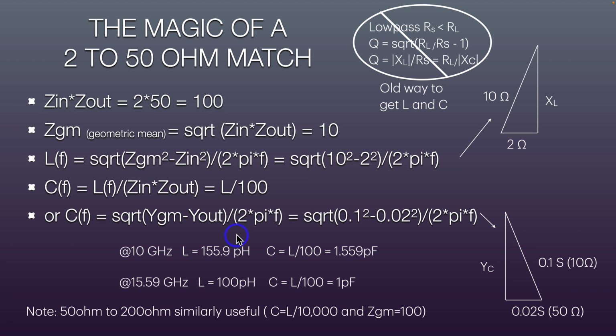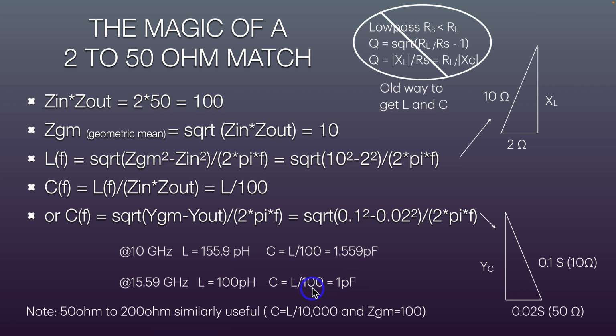And if we use these calculations at 10 gigahertz, we get 155.9 picohenries, and then dividing that by 100, we get 1.559 picofarads. And in any circuit, you can scale just by multiplying all the components in the circuit to a different frequency. So if we do that for 15.59 gigahertz, we end up getting 100 picohenry and 1 picofarad. So you can easily see the relationship as 100 to 1 in this case.